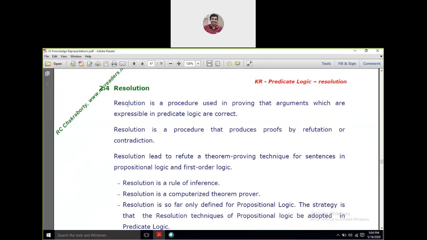Now comes one more term called the resolution. How to remember resolution?